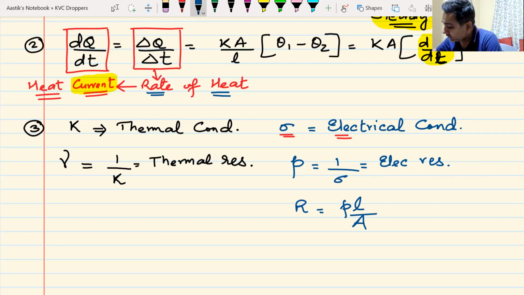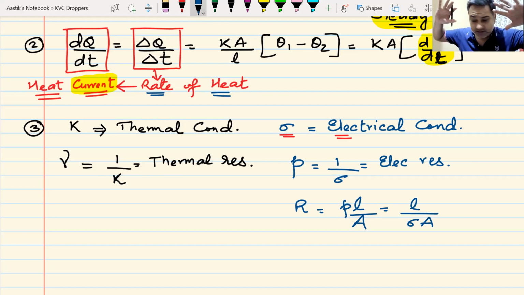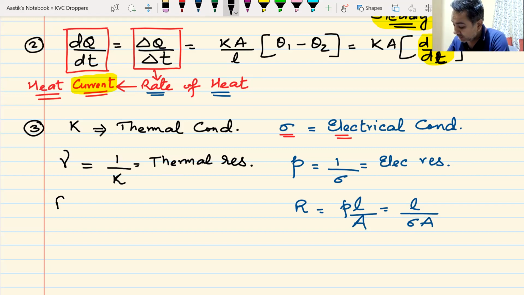Now you can also write this formula, and I hope everyone is writing because this is not in your sheet. You can also write this formula in this form, L by sigma A, where sigma is the electrical conductivity. Do we understand this? Now I will give you a minute to think. This is electrical resistivity. I can also make a term called RTH, thermal resistance. TH standing for thermal, R standing for resistance.